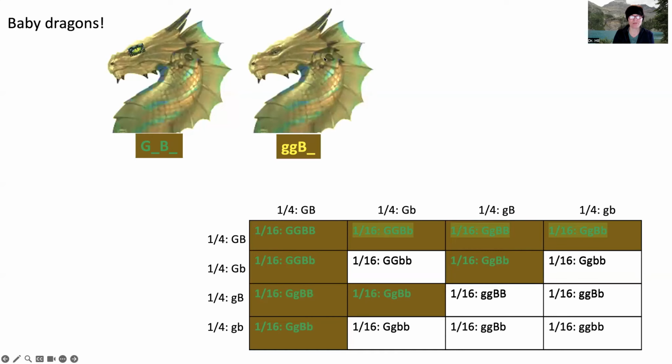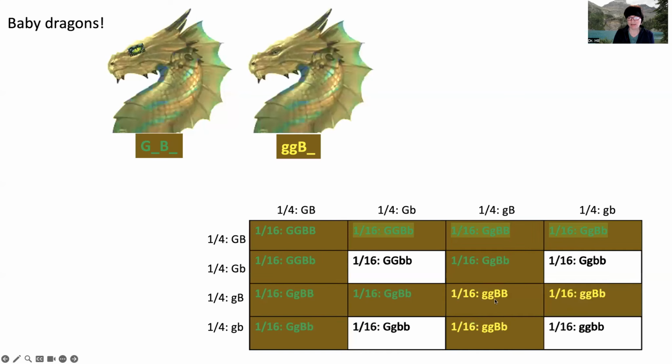What about this one? Bronze skin, but with golden eyes. Well, that's going to happen 3 out of 16 times, right? We do need to have both of the eye color alleles be little g, because otherwise we can't get our golden eyes. But the body color could have just one big B or 2 big Bs, right? So either way, all of these are going to have the same phenotype, which is golden eyes with bronze skin.